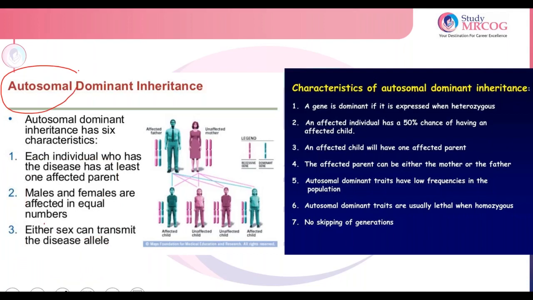In autosomal, males and females are affected in equal numbers. Both of the sexes can transmit. That means an affected father can transmit the gene, or if the mother is affected, she can transmit the gene. In the example given here, I would want to take your focus on this.